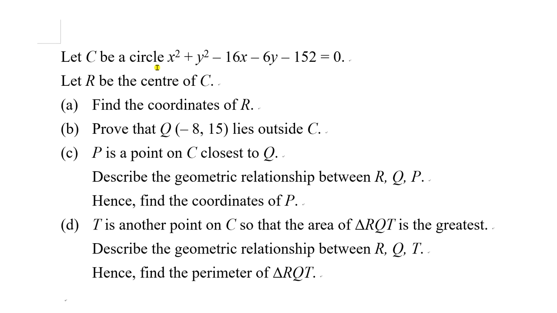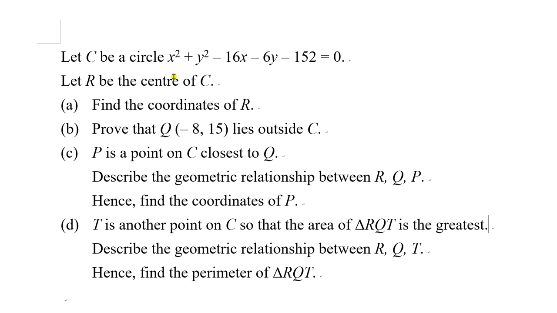Okay, let C be a circle x squared plus y squared minus 16x minus 6y minus 152 equal to 0. Let R be the center of C. Part A, find the coordinates of R. It's quite simple, just use the formula directly, okay?